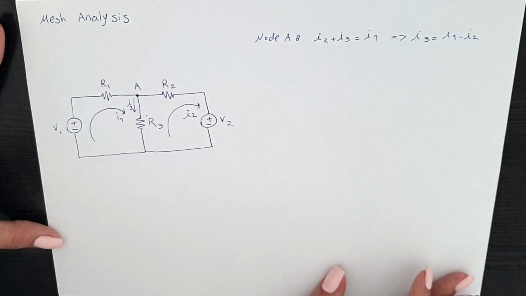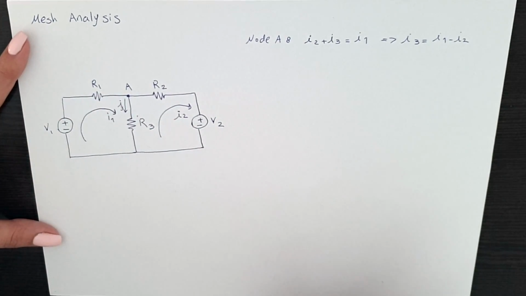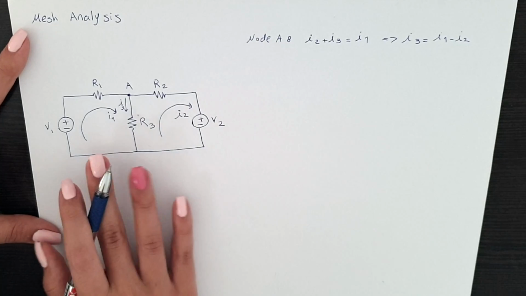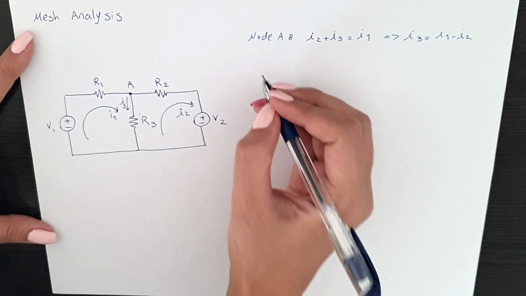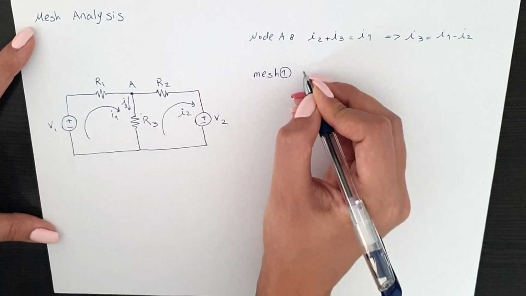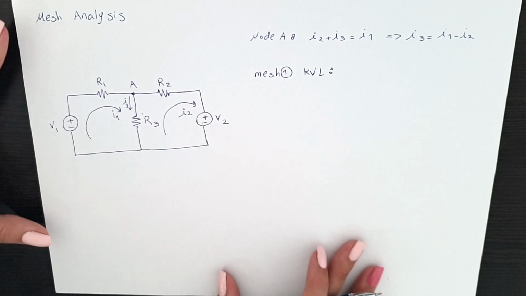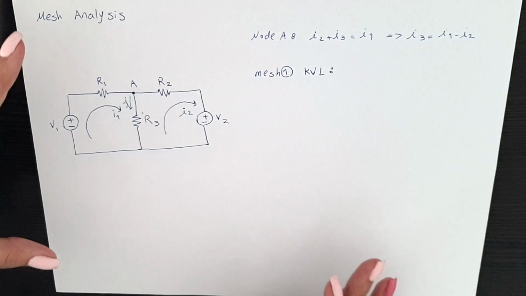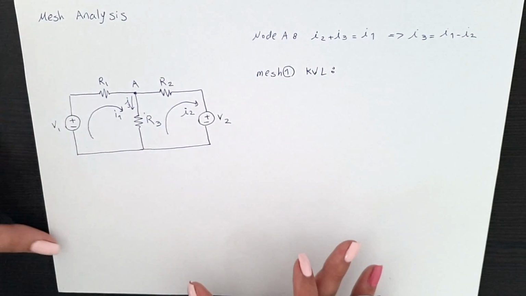So first things first, I said in mesh analysis, we're gonna define one current and its direction for each mesh, which we did here. Then we're gonna go through those meshes one by one. So here I say mesh 1, and I'm gonna apply the KVL rule for mesh 1. I have a video about the KVL rule, you can go and watch it, and here I'm gonna explain it shortly.